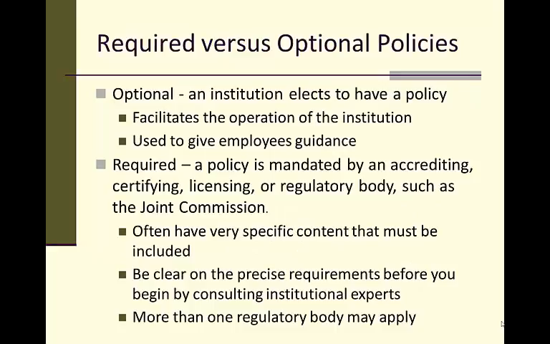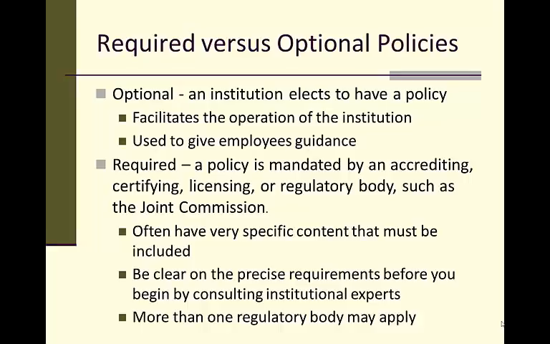There are circumstances when a policy is an option an institution elects to use, and there are circumstances when specific policies might be required by accrediting, certifying, licensing, or regulatory bodies such as the Joint Commission. For example, institutions are almost universally required to have policies in place for situations such as how to deal with provider exposure to bloodborne pathogens, hospital emergencies like fires, and unanticipated events such as medication errors.